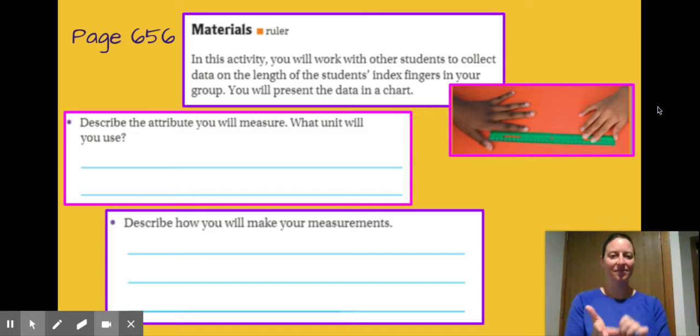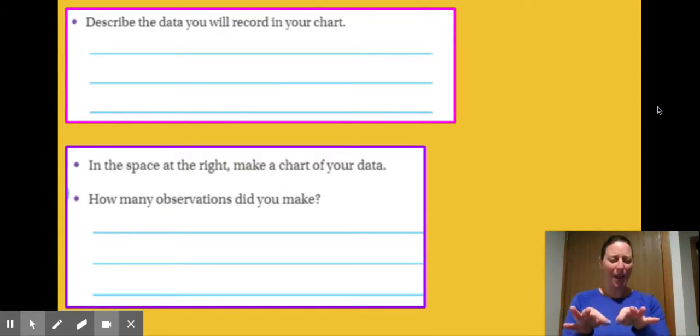Page 657. Describe the data set by listing the attributes measured, the unit of measure, the likely means of measurement, and the number of observations. What that means is to measure each thing. Did you use centimeters, meters, inches? Did you use a ruler or a yardstick? And then your observations about what you measured.